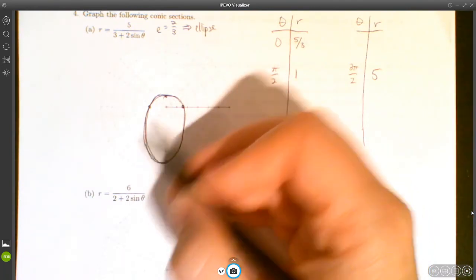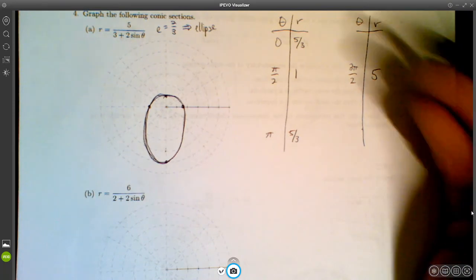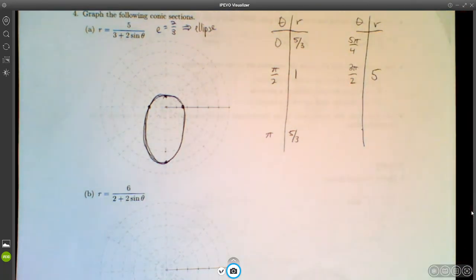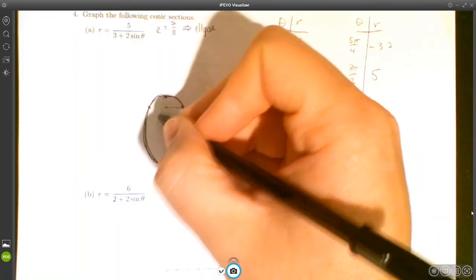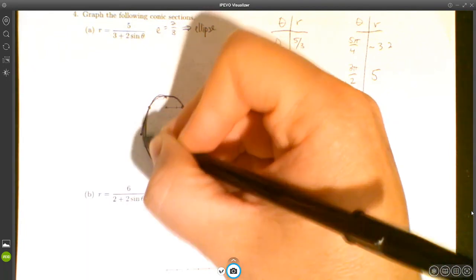In particular, it might be interesting to know what's happening down here at 5 pi over 4, for example. So at 5 pi over 4, what's going on? If we plug in 5 pi over 4, we get about 3.2. So at 5 pi over 4, we're at 1, 2, 3.2. Okay, so it's a little bit wider than what I made it. But yeah, that kind of confirms my suspicion.